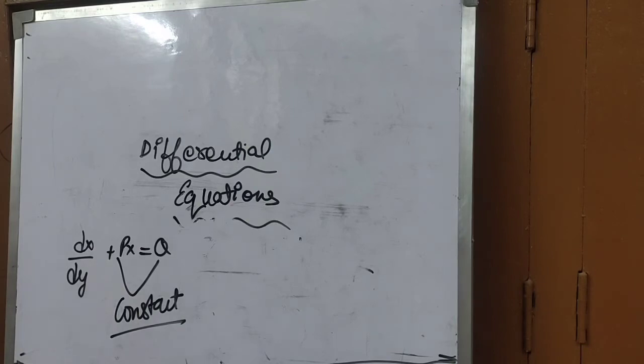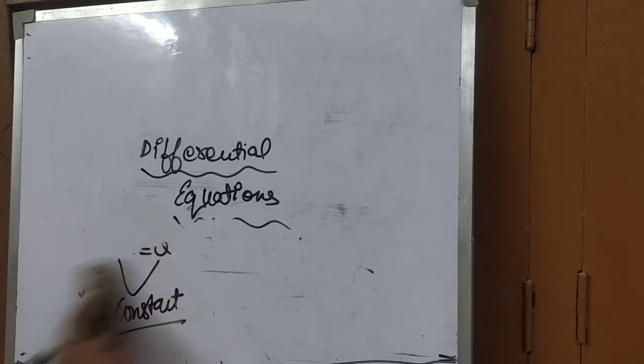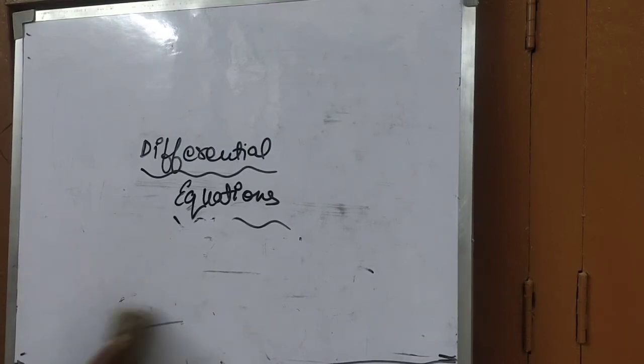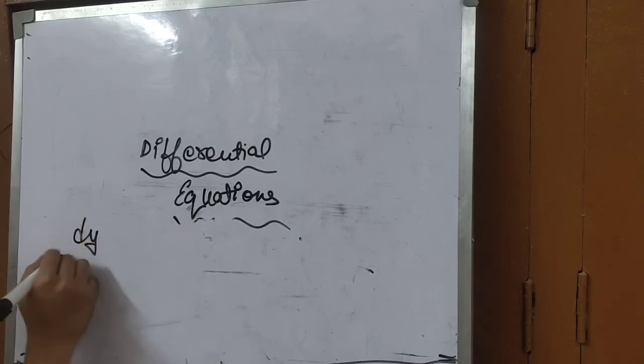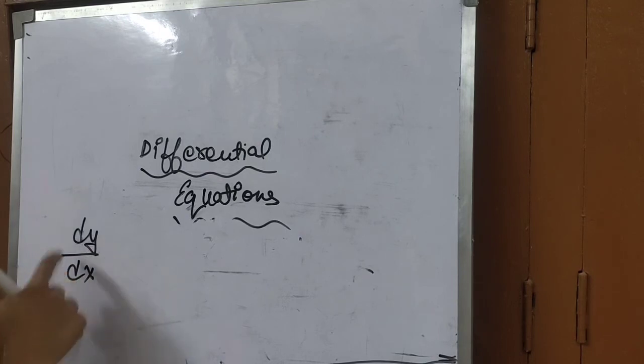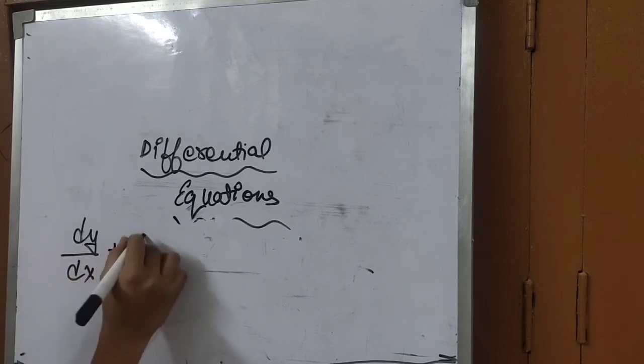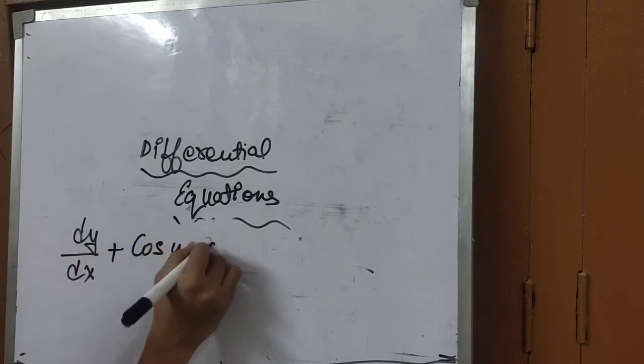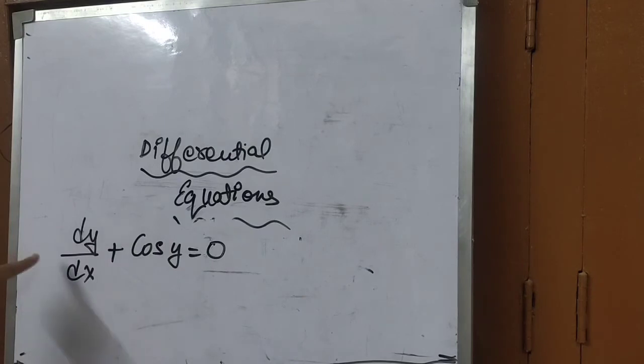Okay, so now, for example, I'll take up a few questions and make you identify how these equations look. For example, if my equation is dy by dx plus cos y equal to 0, you can see here that this is my separable equation.